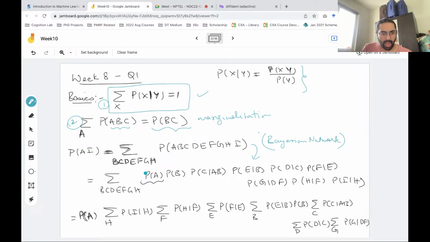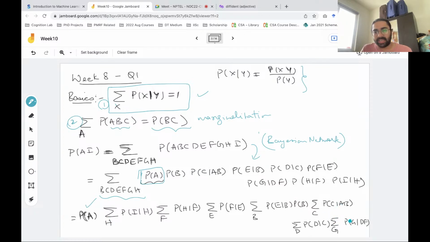Now I can make p of a outside of this summation, right? Because the summation is over all these variables where a is not a part of it, so I can write p of a outside, right? And now I am left with these variables summed over the product of these probabilities. Now I can expand this summation, right? In this format I can say, okay, I will take summation over h first, f then, and so on, right?